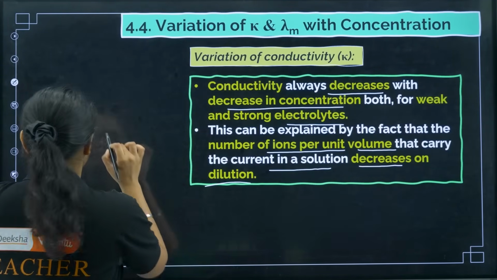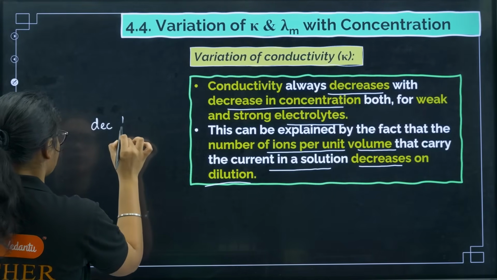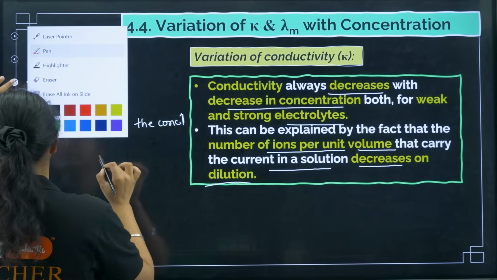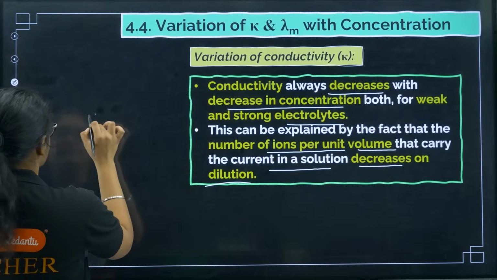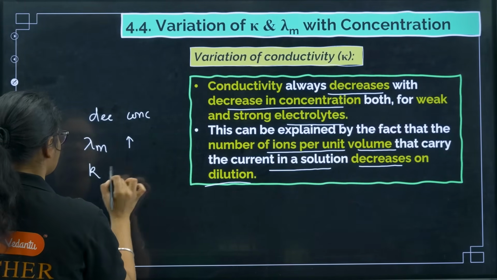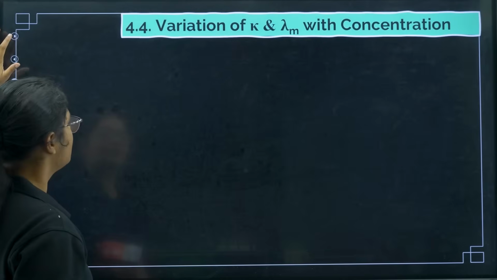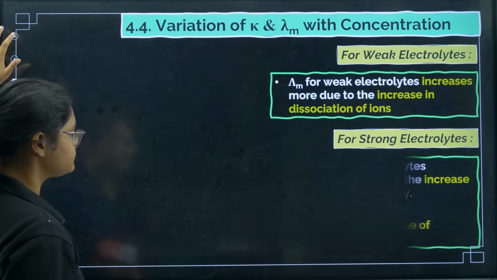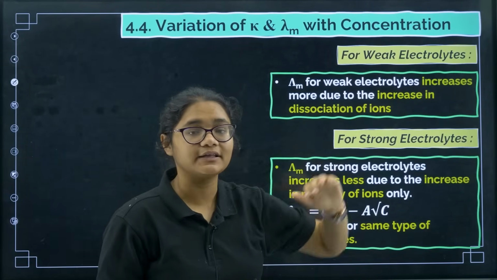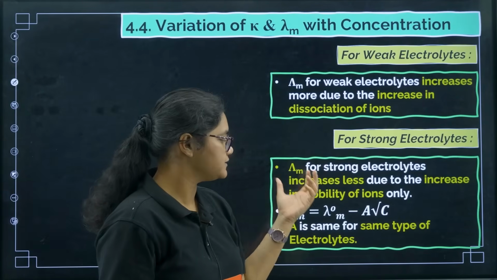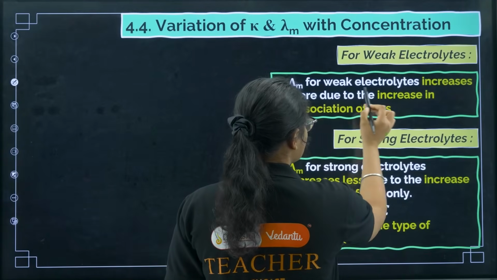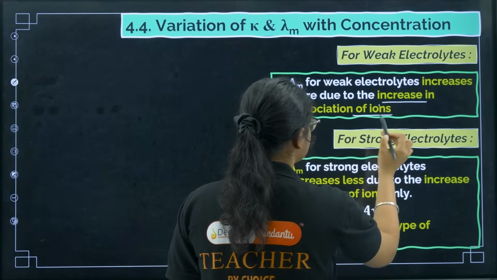So you have to remember, in simple words: if I decrease the concentration, molar conductivity will increase, and kappa will decrease. Next, coming to molar conductivity, I said it will increase, but where will it increase more? In weak electrolytes, the increase will be more. In strong electrolytes, there will be an increase, but it will be less observable. So lambda m for weak electrolytes increases more due to the increase in dissociation of ions.